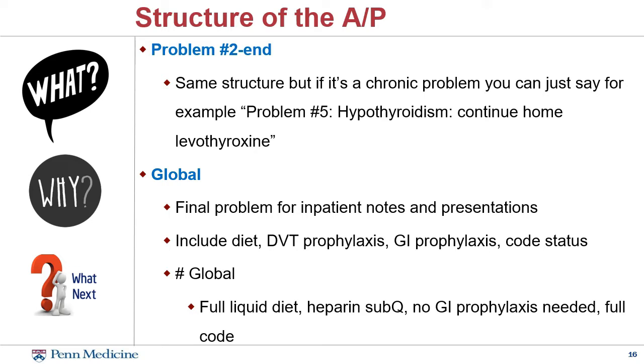This is something new that you guys may not have talked about as much when you were pre-clerkship, but this is the final problem for all inpatient notes and presentations. You basically do hashtag global, and then you include what the diet is, what the DVT prophylaxis is, if you need GI prophylaxis, and what their code status is. So, for example, hashtag global, full liquid diet, heparin sub-Q, no GI prophylaxis needed, and full code.